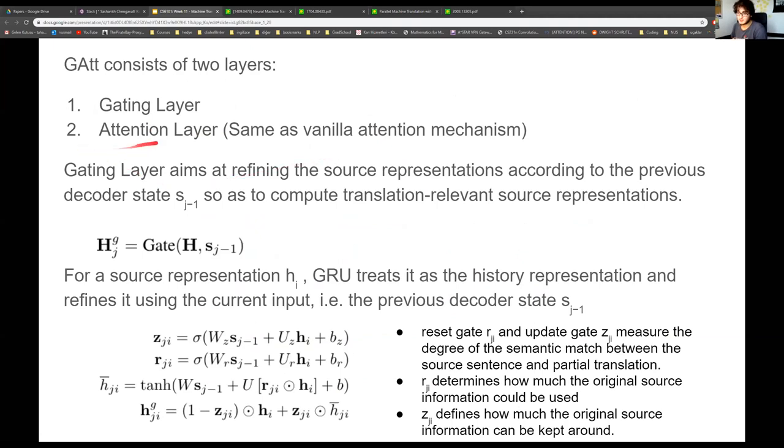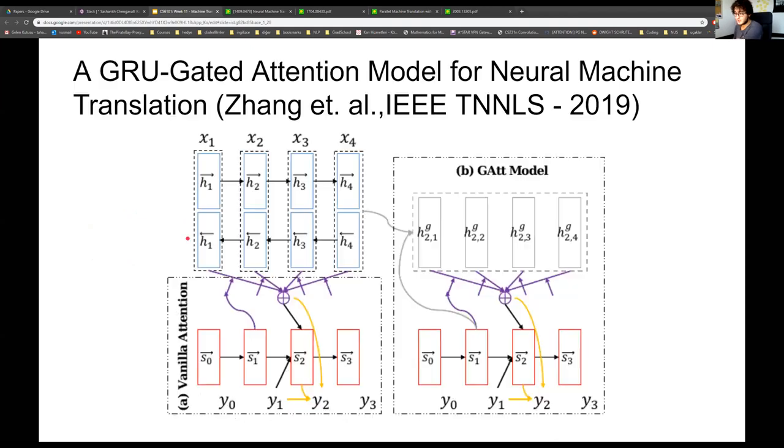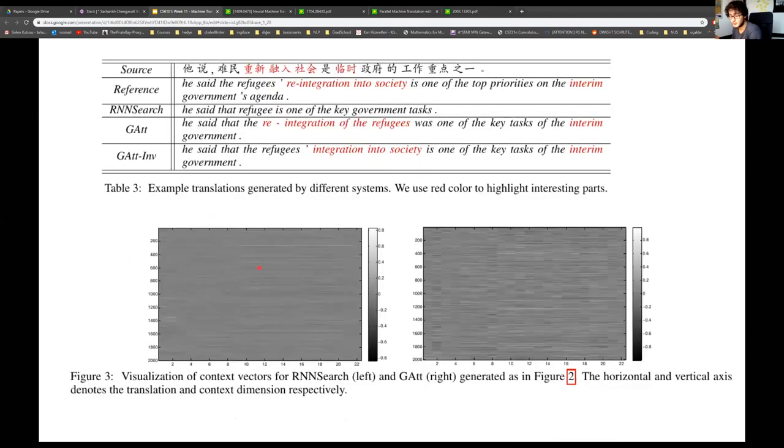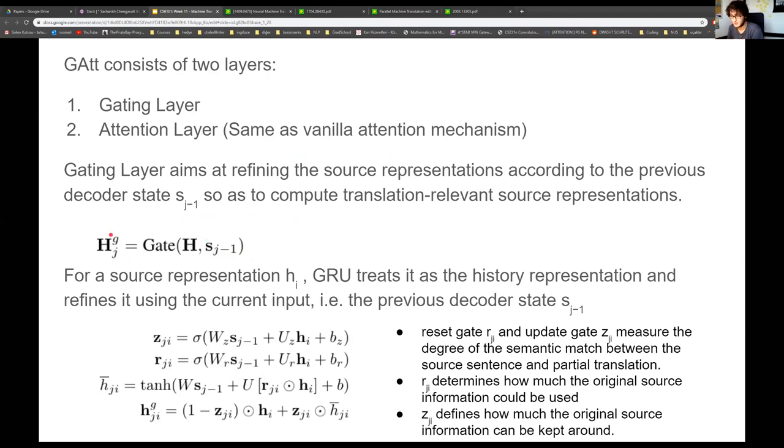But what's different is, rather than using the same H_i for each target word, it now computes a different H for each of them. So the focus of this paper is basically on the gating layer. It aims at refining the source representations according to the previous decoder state, right? To compute the new H, and by H here we mean H1 through HN, the word representations of the source sentence, it combines the ones in the encoder state, so the ones here, with the previous decoder state, and computes new hidden representations, new source representations.